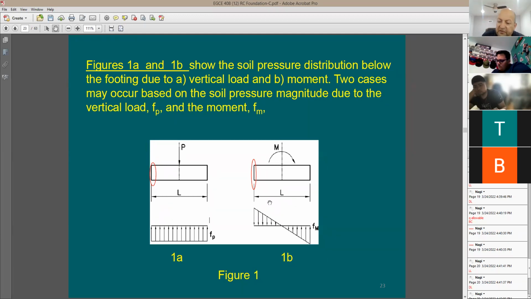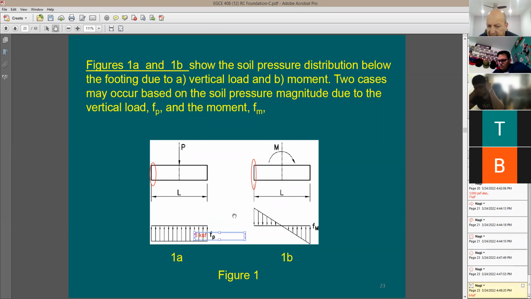So I'm going to say if F sub P equals, let's say 6 KSF, just throwing in some numbers. And F sub M, I'm going to say this F sub M is going to be equal to what? Maybe 3 KSF. If this is 3 KSF, it's going to be compression 3 KSF here and compression 3 KSF. On the other side it is going to be tension 3 KSF.